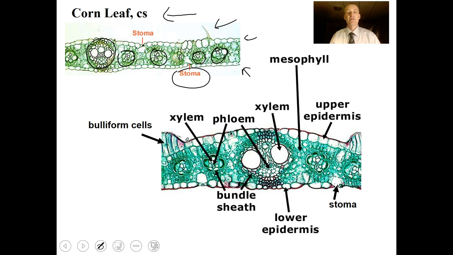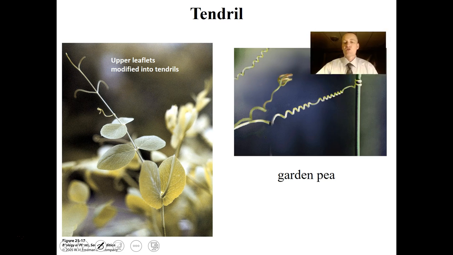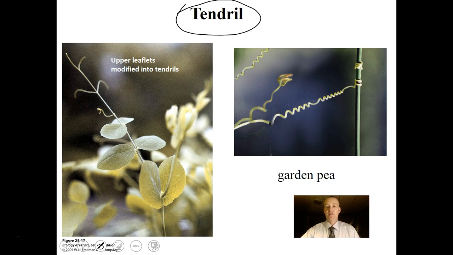Some modifications of leaves include tendrils. A tendril is a modified leaf that holds on to a stem as a vine is climbing. So, for example, this particular vine, if it's climbing, it can shoot those tendrils over and hold on to another plant beside it and grow taller and taller. Why do you think these little tendrils are coiled?